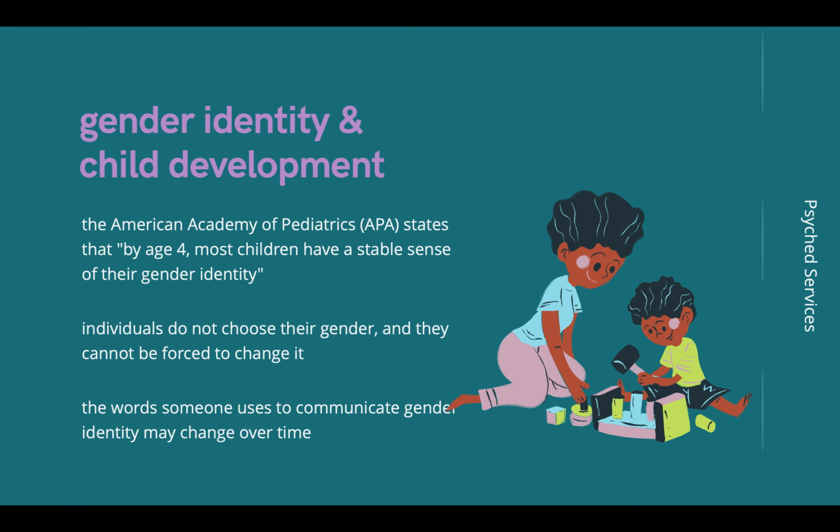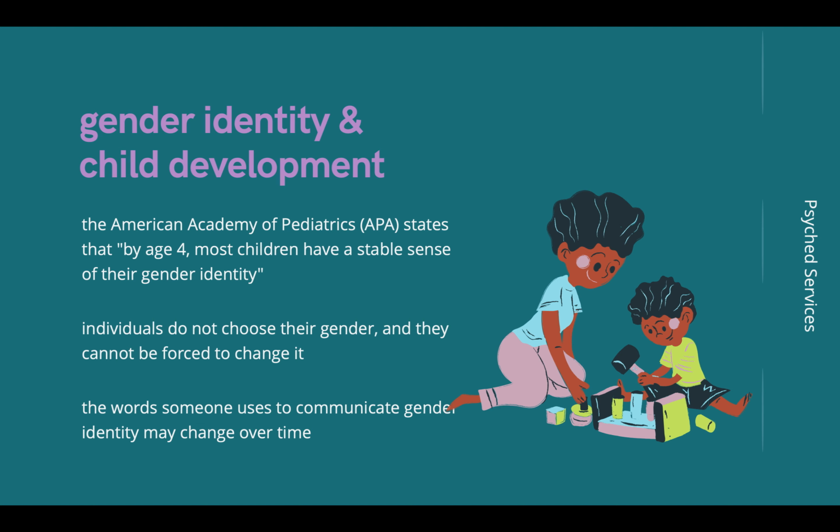Okay, so very briefly, child development is obviously very complex. There's lots of research around it and lots of research around gender identity. But just to briefly touch on it, the American Academy of Pediatrics has stated that by age 4, most children have a stable sense of their gender identity. Many children by the age of 2 are already starting to demonstrate gender identity, whether that's gender identity that's congruent or diverse gender identity.